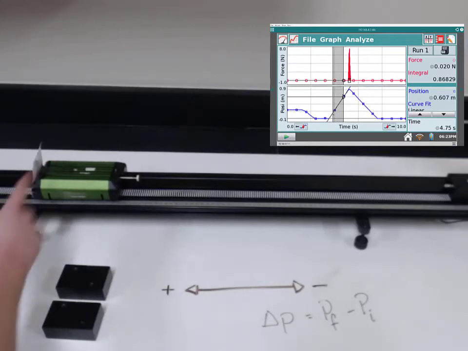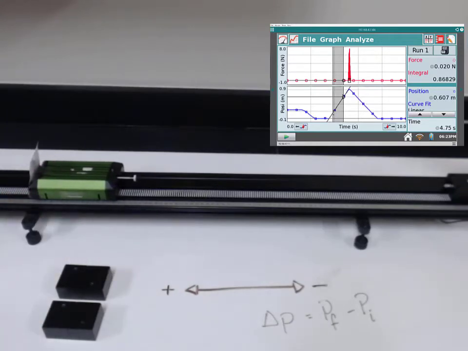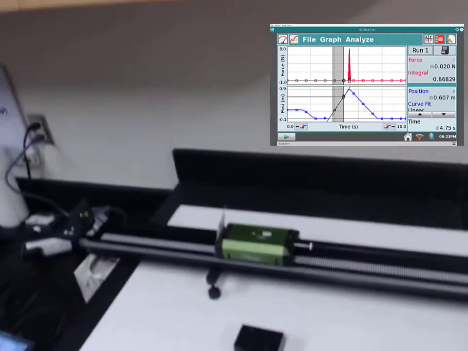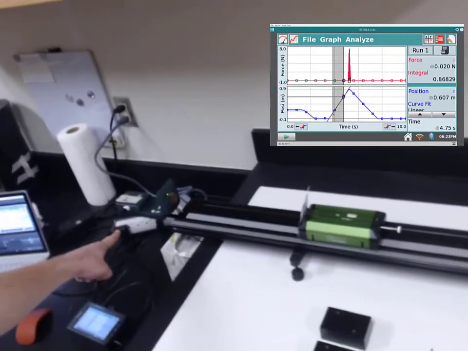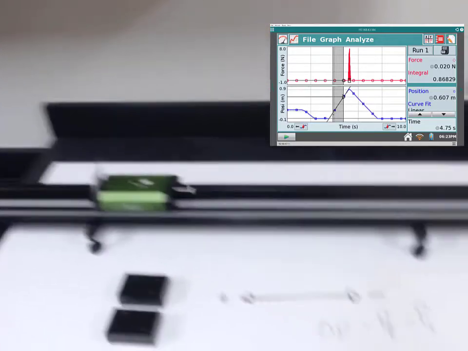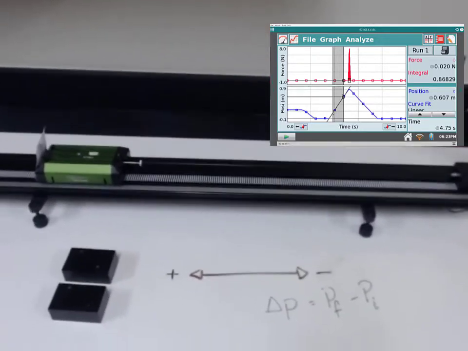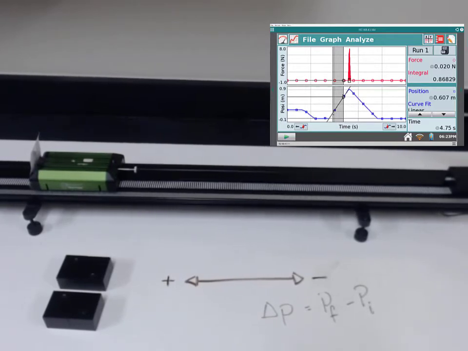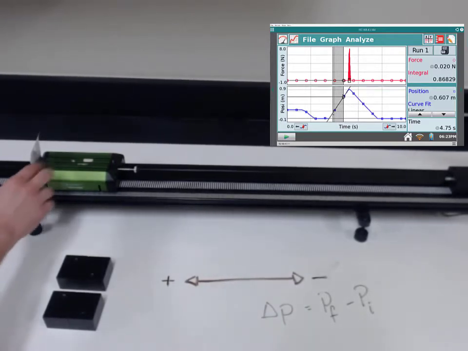And then we'll also use our motion sensor, which is over here. Just look at it with our camera real quick. Yeah, see, motion detector is over there. We're going to use that to look at our position time graph to see what the velocity initial and velocity final of our cart is. So let's start off the very first trial with just the cart.